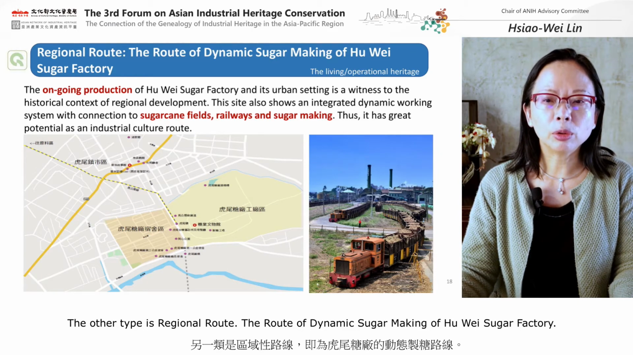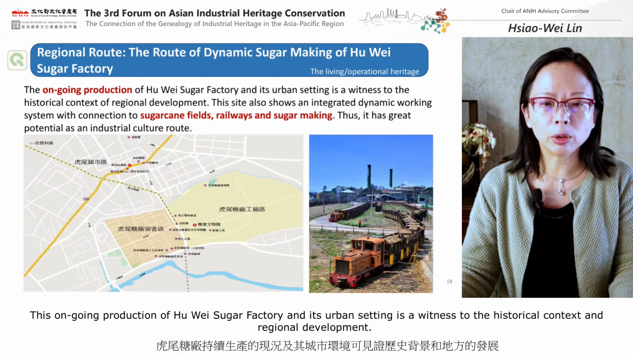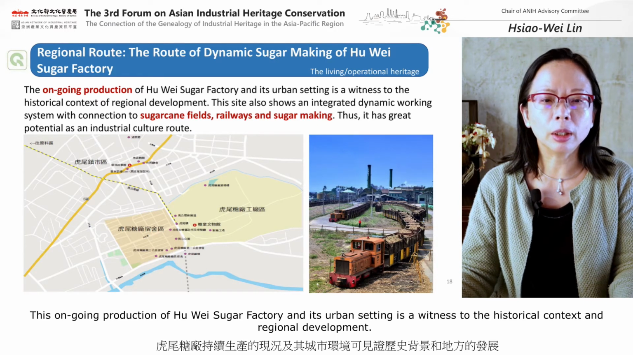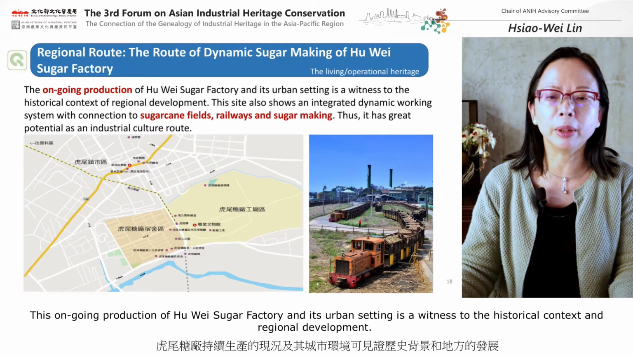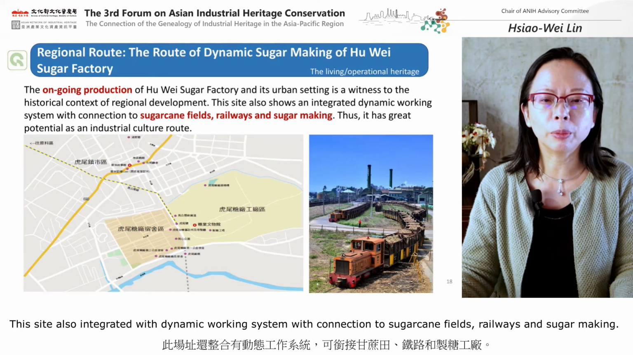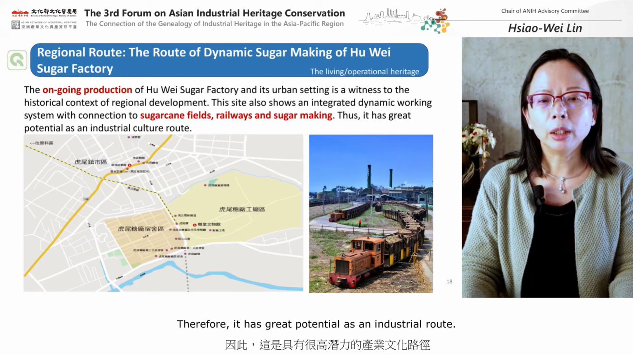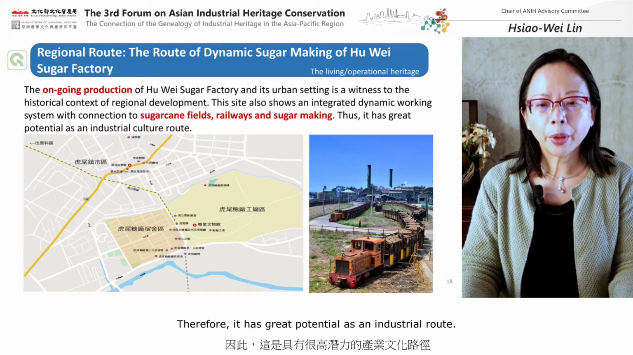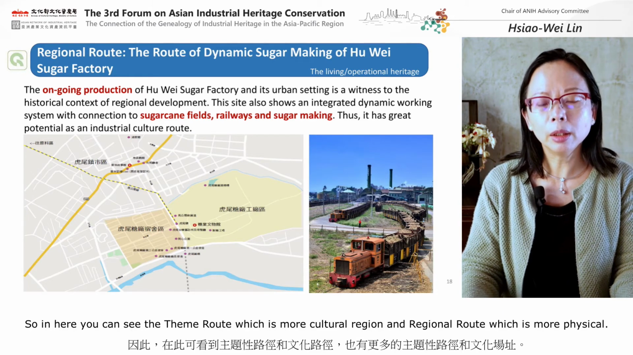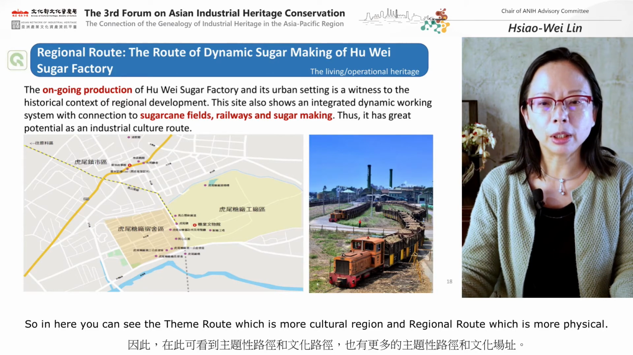The route of dynamic sugar making of Hsiao Wei sugar factory. The ongoing production of Hsiao Wei sugar factory and its suburbs is a witness to the historical context and the regional development. This site also integrates a dynamic working system with connection to sugarcane fields, railway, and sugar making. Therefore, it has great potential as an industrial route. So in here you can see the scene route, which is more virtual and close region, and the regional route, which is more physical.